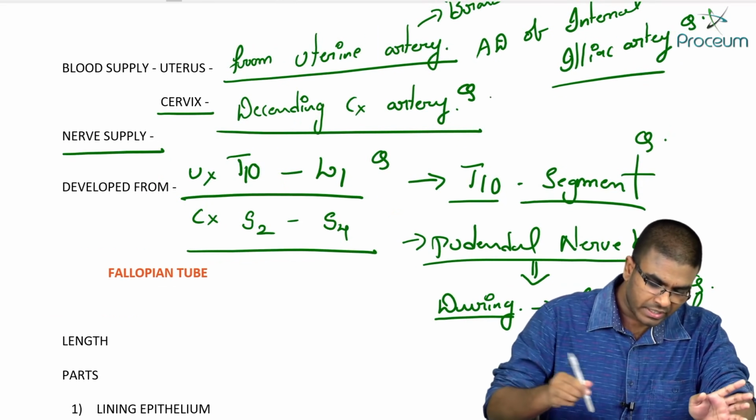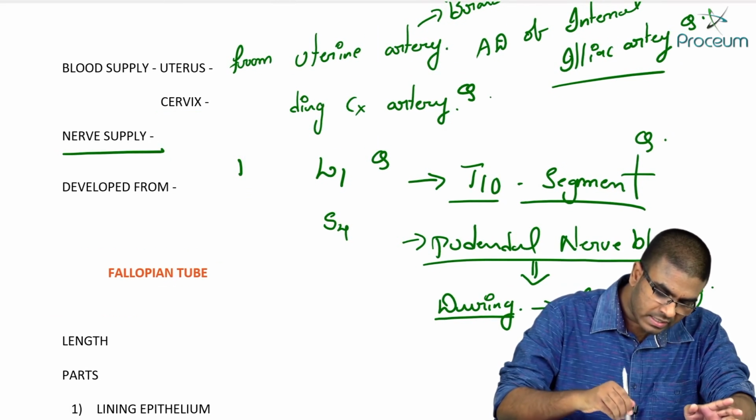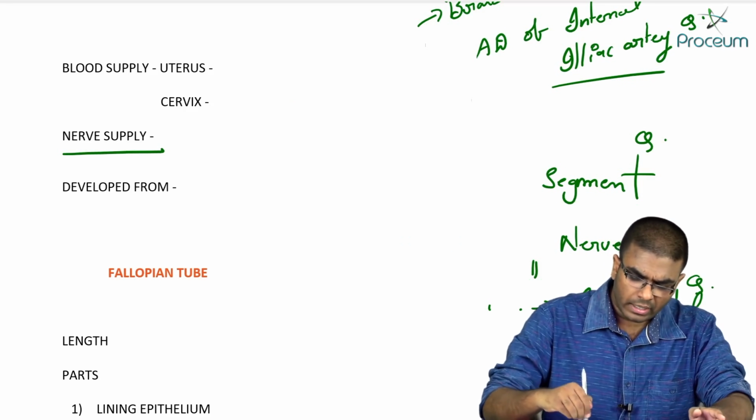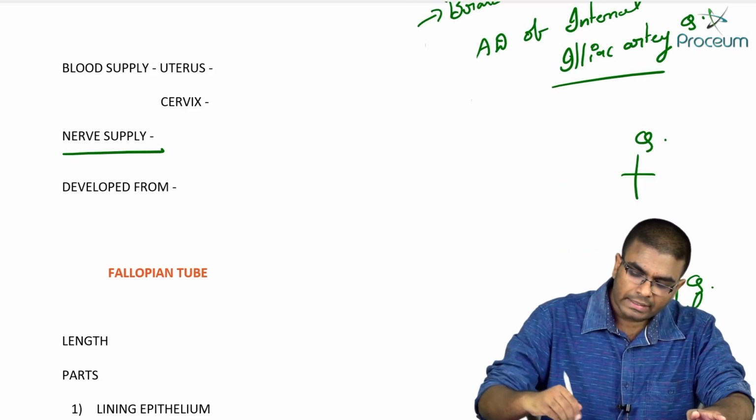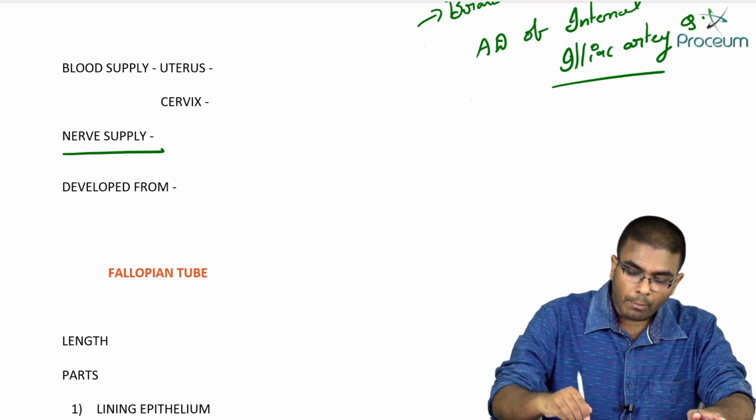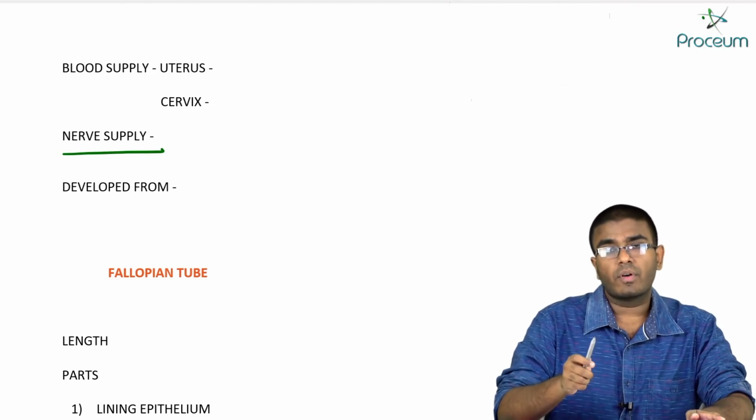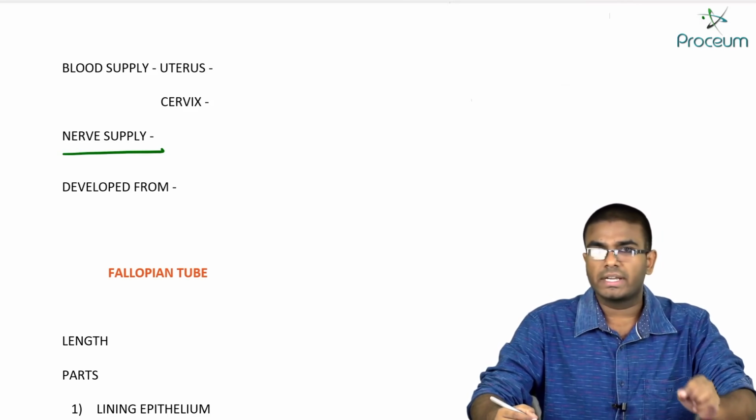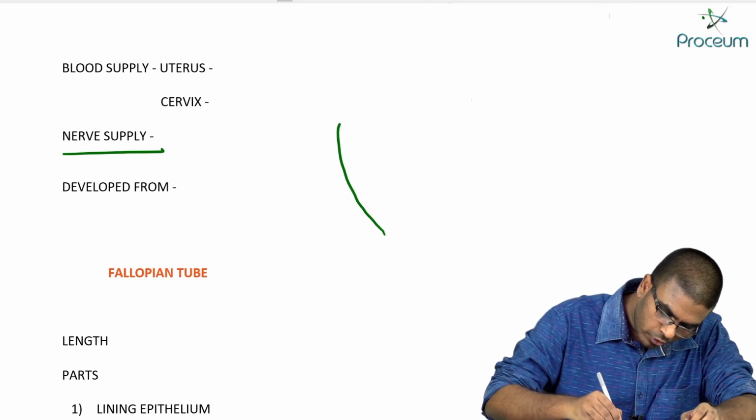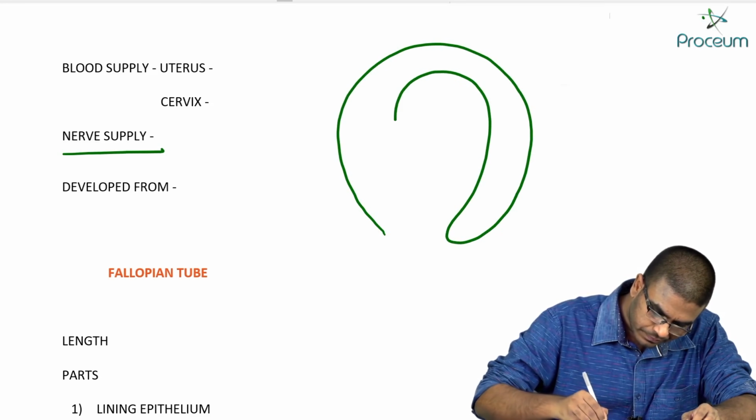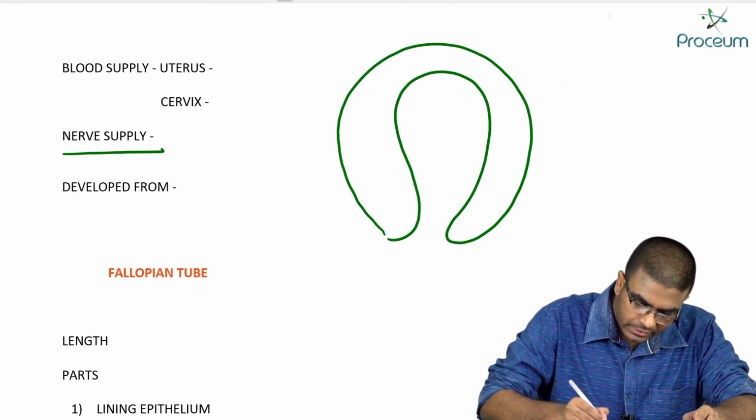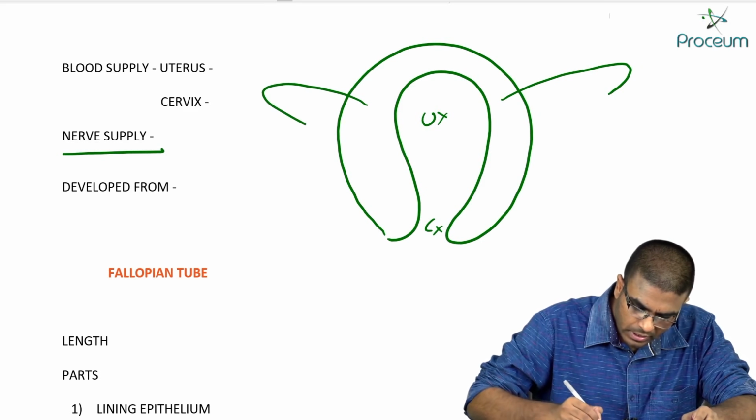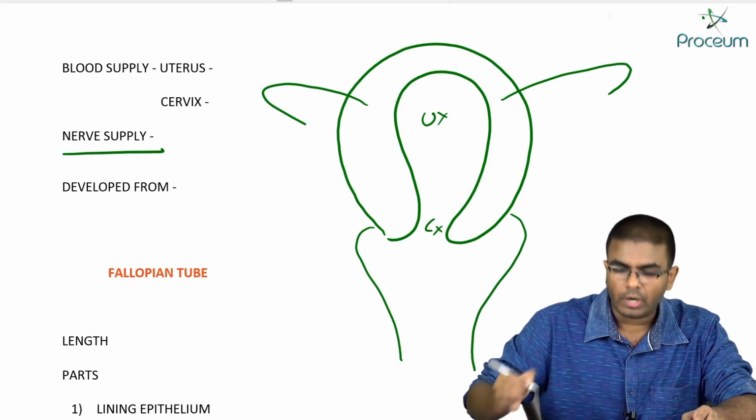Now, nerve supply is completed, blood supply is completed. Now, let's discuss the development of the uterus. Guys, just try to recap from where exactly the vagina is developed. The upper 2/3 of the vagina is developed from the Mullerian ducts and the lower 1/3 of the vagina is developed from the urogenital sinus.